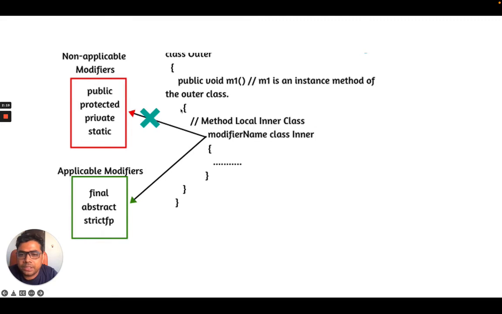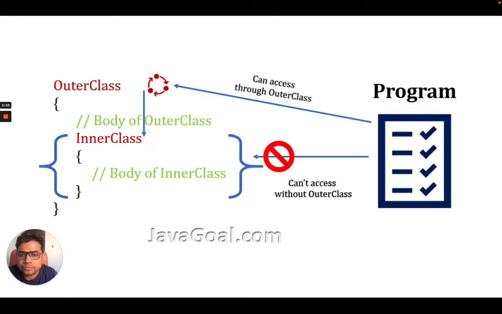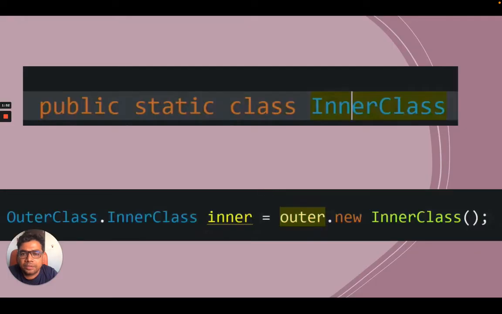Now another constraint is related to access modifiers. In a member inner class of a method, you cannot have public, private, protected or static, and only final, abstract and strictfp are allowed. Now as I said, inner classes cannot be accessed without outer classes, and outer classes can be accessed through the program.